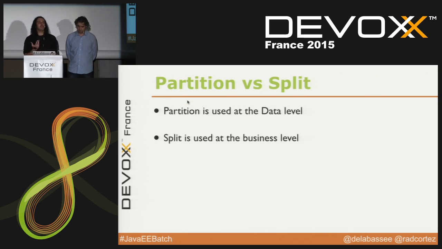So partition versus split, in case you're wondering, because they are very similar. Usually partition, as I told before, is at the data level. You're working with the same code, and you just partition based on the data that you pass in the batch properties. And the split is used, in my opinion, at the business level, where you want to execute different logic when you're doing the flow.